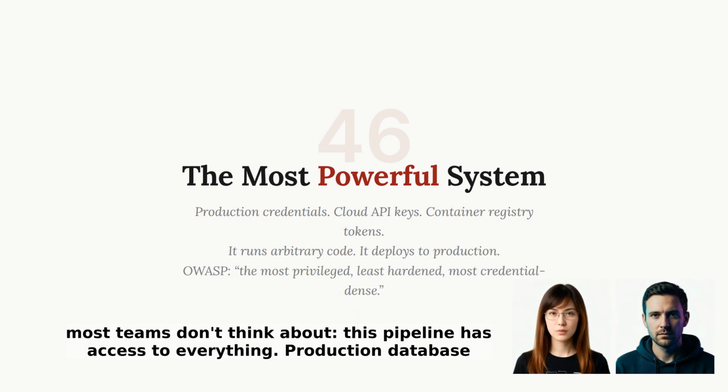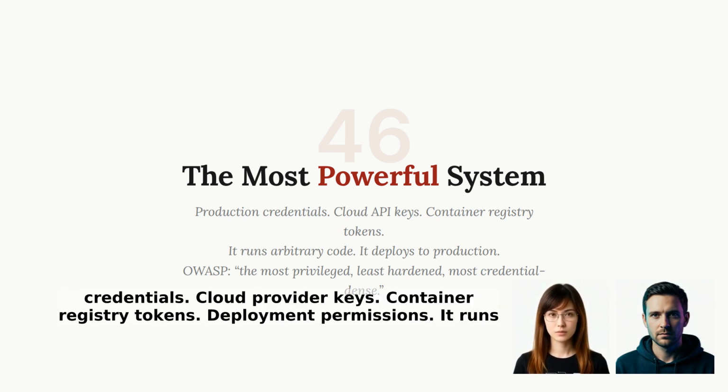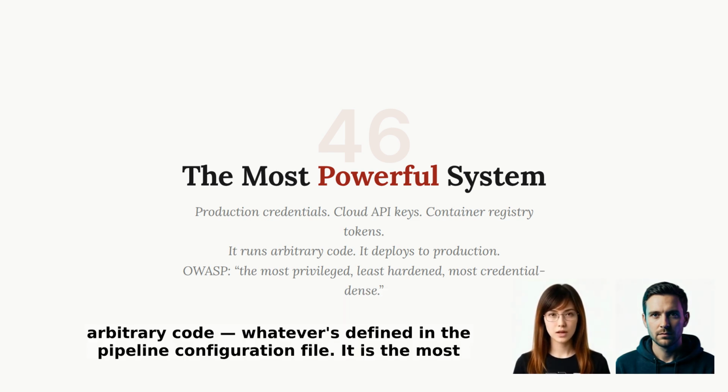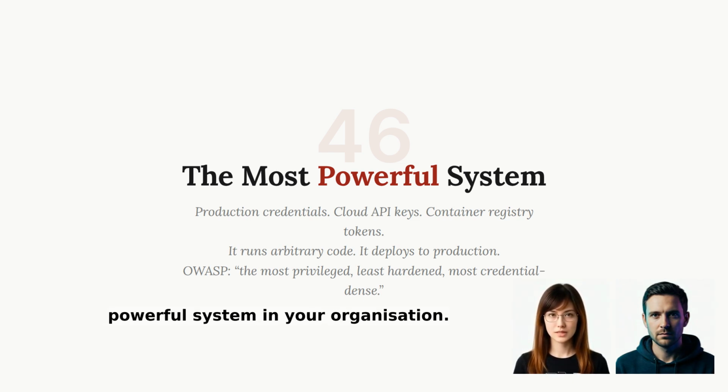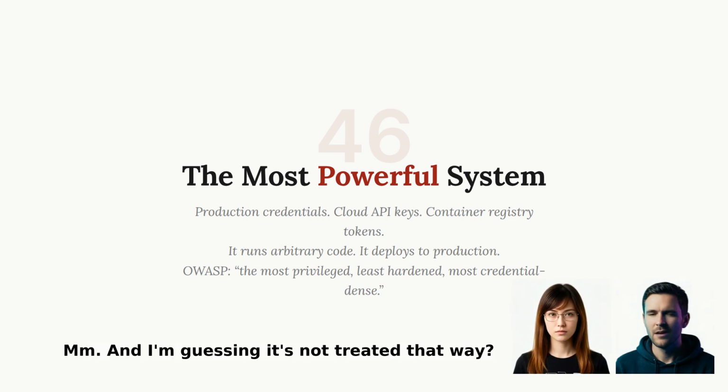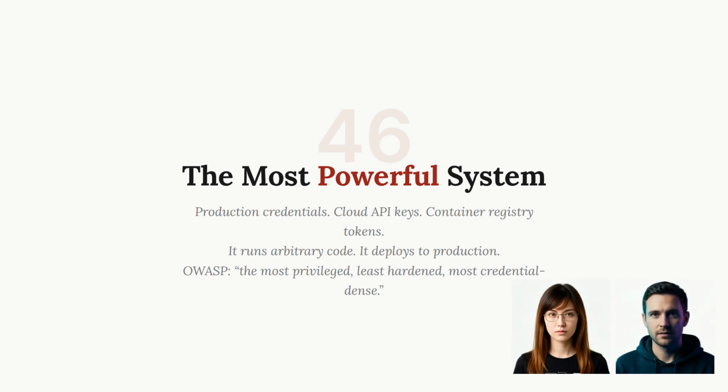And here's the thing most teams don't think about. This pipeline has access to everything: production database credentials, cloud provider keys, container registry tokens, deployment permissions. It runs arbitrary code, whatever's defined in the pipeline configuration file. It is the most powerful system in your organization. And I'm guessing it's not treated that way.